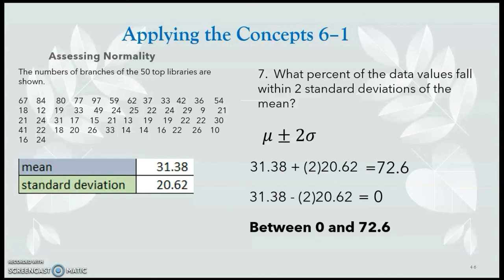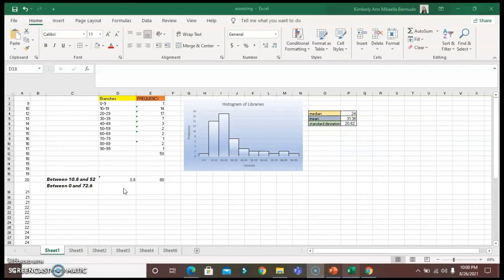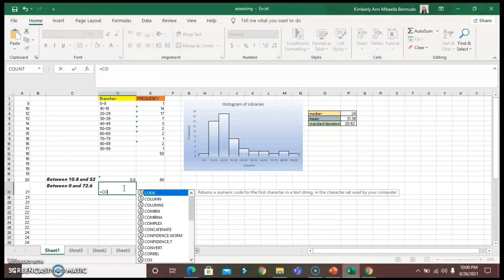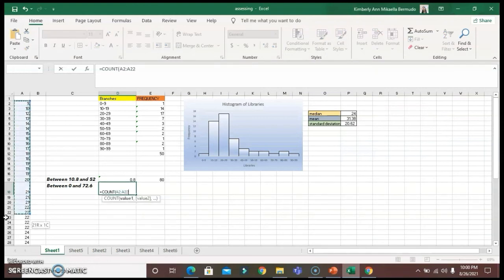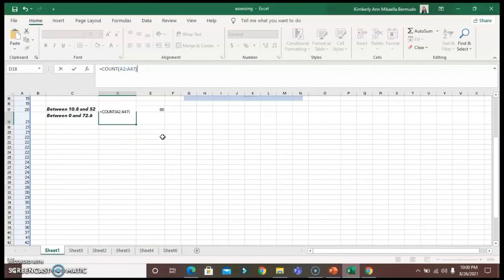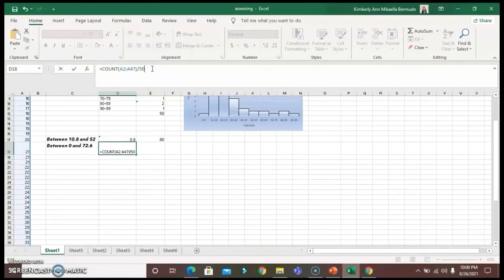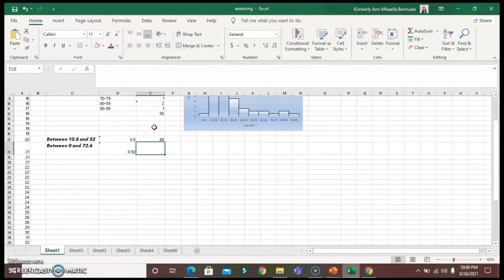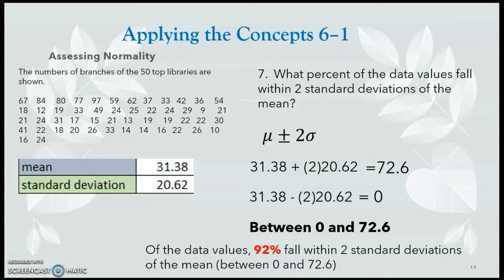So let's go back to Microsoft Excel to check the data between 0 and 72.6. Now let's count the data between 0 and 72.6. I will start from 9 up to 67. Then divide it by 50. Then multiply it by 100. Of the data values, 92% fall within 2 standard deviations of the mean, which is between 0 and 72.6.